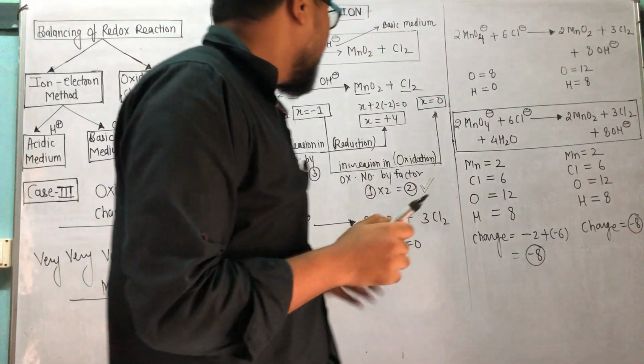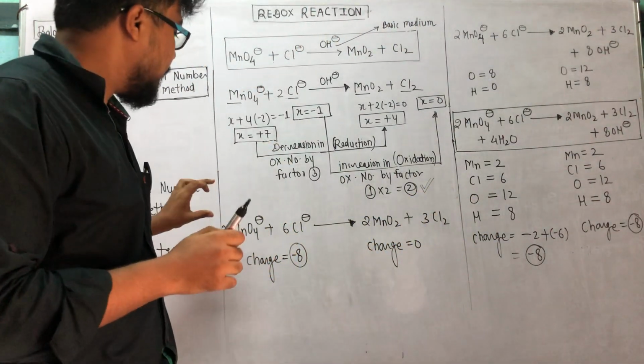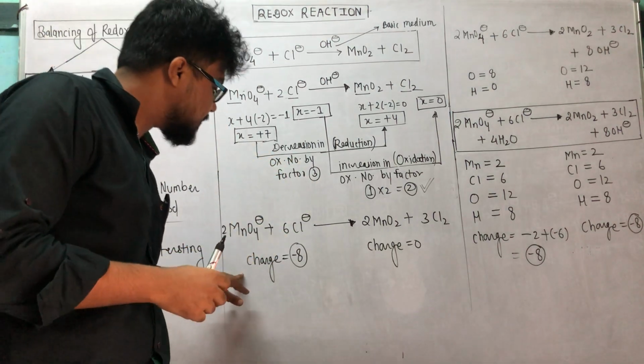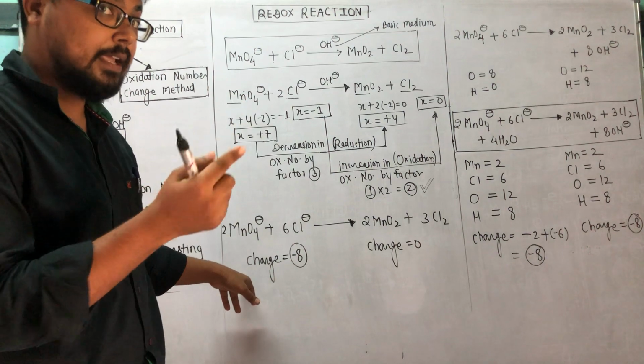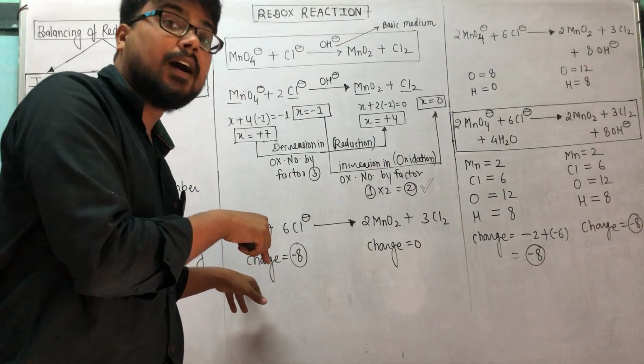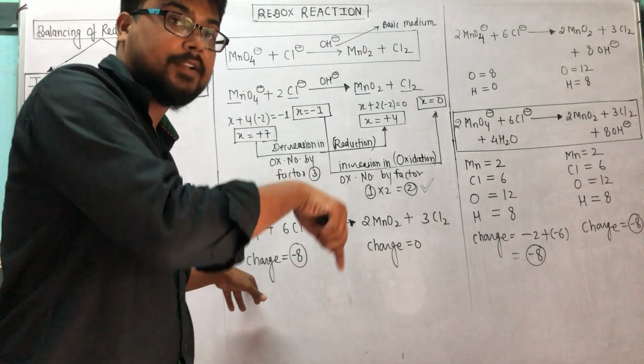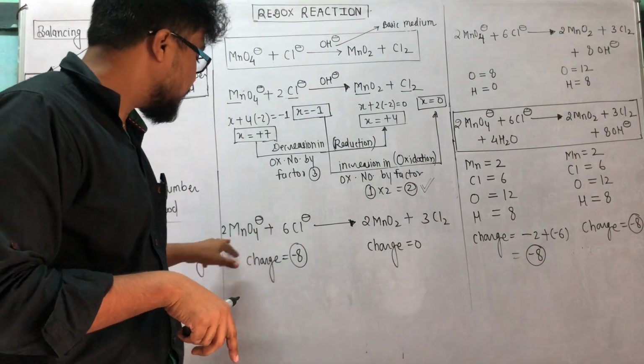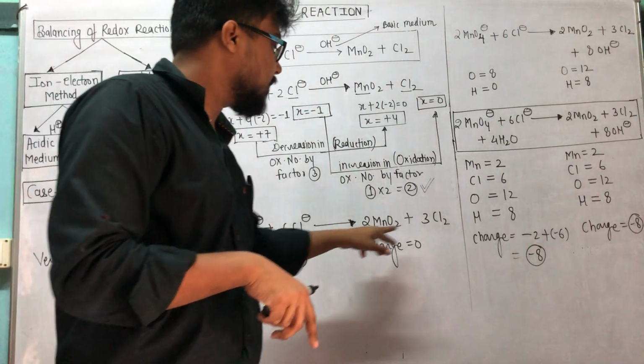And next, after multiplication, what is my next duty? I will see the charge. And in the acidic medium we saw oxygen atom and hydrogen atom, so here it is little different, correct? I will see charge, total charge is -8, here total charge is 0.